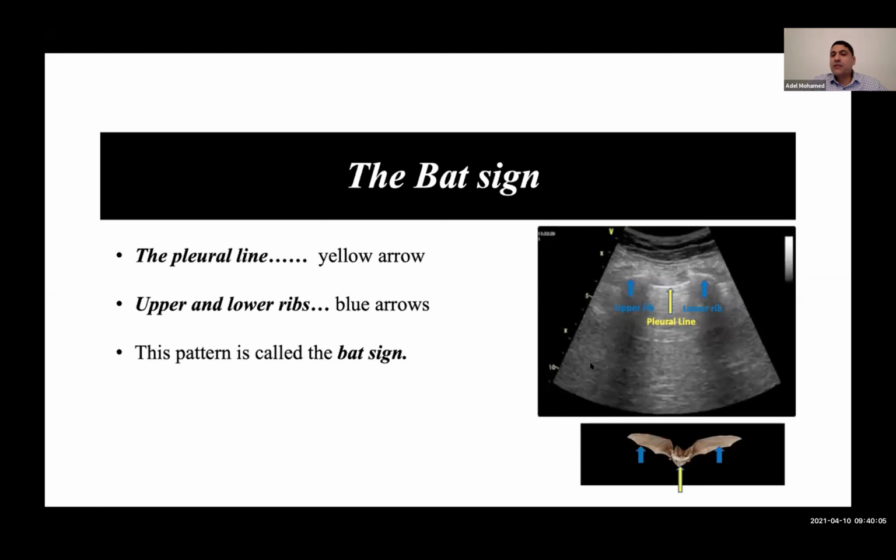So again, the bat sign means you have the upper rib, which is here, this white line represents the rib, because this is still cartilage. And the second rib, which is the lower rib, again a white line, and the pleural line in between, as if it represents the body of the bat, and the 2 wings are represented by the 2 ribs. Again, this is just to ensure that you are putting your probe in a good position.